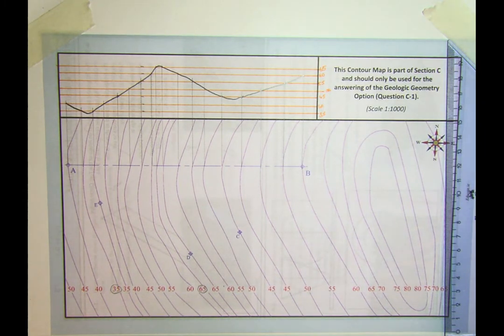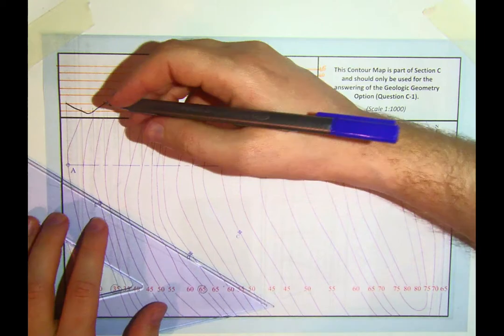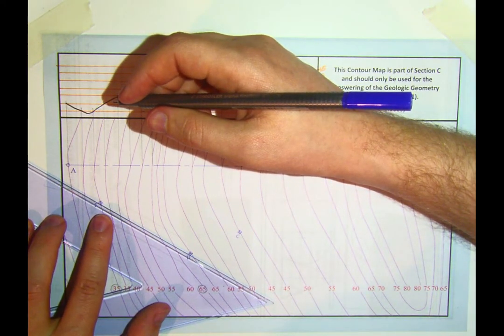The next part of this question is points C, D, and E are outcrop points. We're asked to draw the plan and elevation of those points. So we'll draw the plan first by joining all the 3 points together.